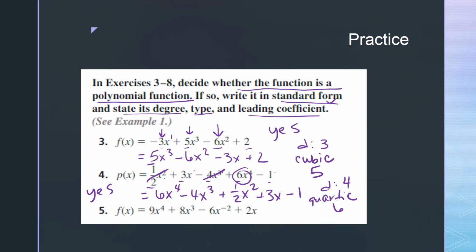All right, now in number 5, let's check out all of our coefficients. Yep, they are all real numbers. I have a 4, 3, negative 2, and 1. So that negative 2 is the questionable part. Now we said back in our definition that the exponents had to be whole numbers. Whole numbers are numbers larger than 0. So on the number line, it would be numbers like 1, 2, 3, 4, nothing in the middle, and only positives. Therefore, we would say that this is not a function.